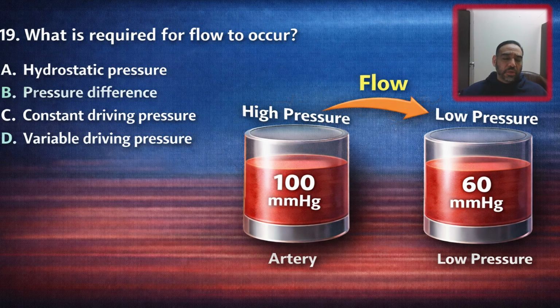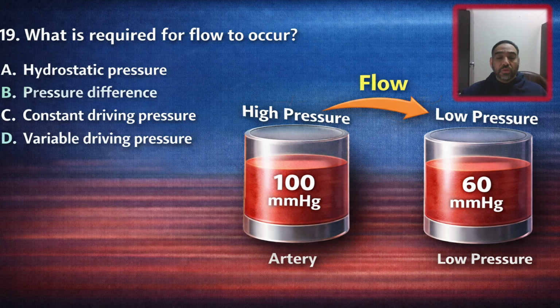Voltage being analogous to pressure, you need a difference to have a potential difference, is what we say in electronics. Again, a universal physics concept that applies across all engineering disciplines. The other answer that was incorrect is C, the constant driving pressure. So flow does not require pressure to be constant. In fact, blood pressure is pulsatile. So flow still occurs. So pressure can vary as long as there is a gradient.